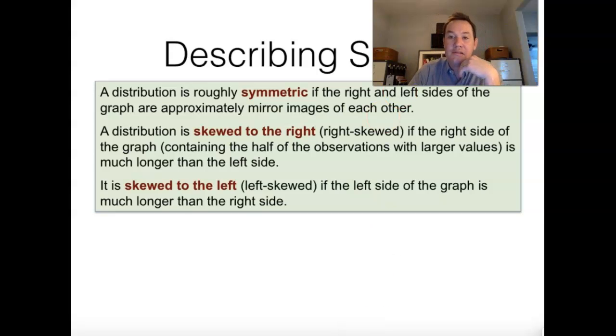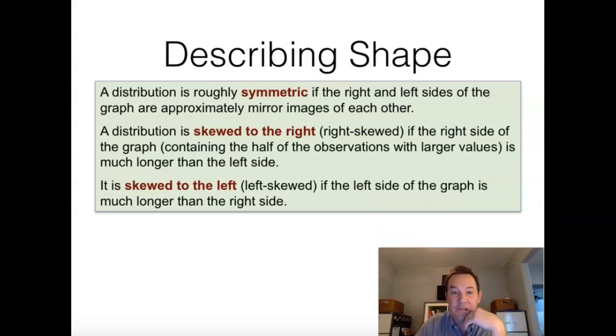All right, so let's discuss something more specific. Describing shape. A distribution is roughly symmetric if the right and left sides of the graph are approximately mirror images of each other. It's skewed to the right if the right side of the graph is much longer than the left, and it's skewed to the left if the left side of the graph is much longer than the right.